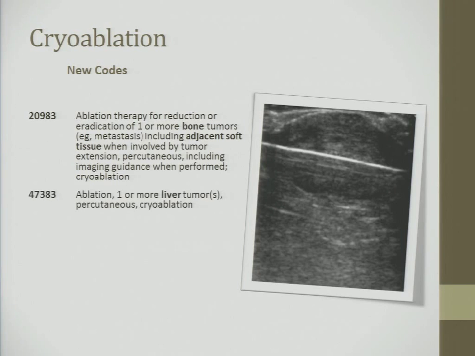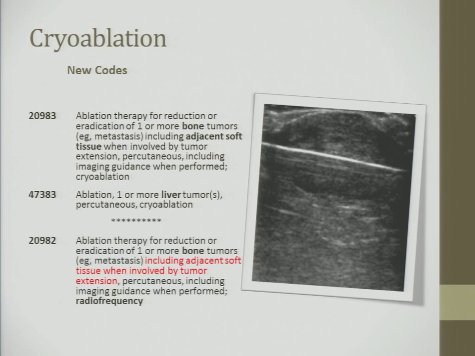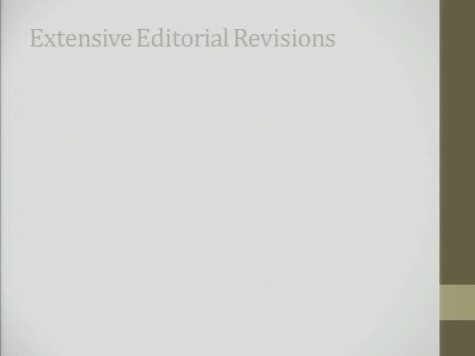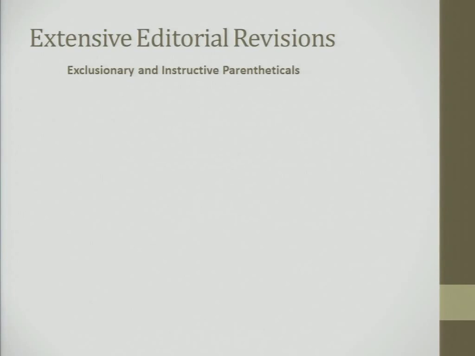47383 reports cryoablation of one or more liver tumors, but excludes imaging guidance. Imaging guidance or vascular catheterization for angiographic guidance are separately reportable with this code. I should also note that the RF ablation code 20982 has been revised to include ablation of adjacent soft tissues if involved by tumor. This procedure is also inclusive of imaging guidance. As you can see, the RVU values of those codes fared relatively well.